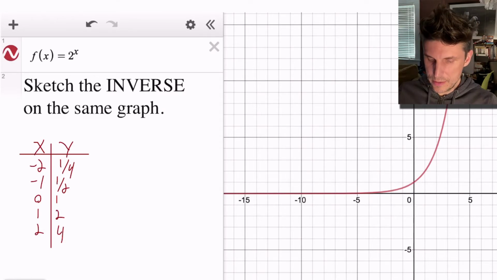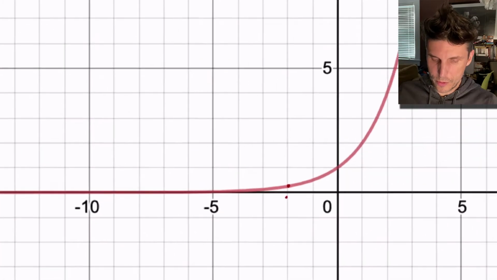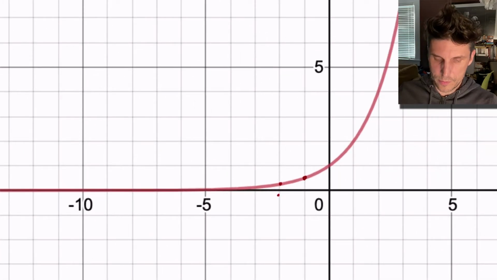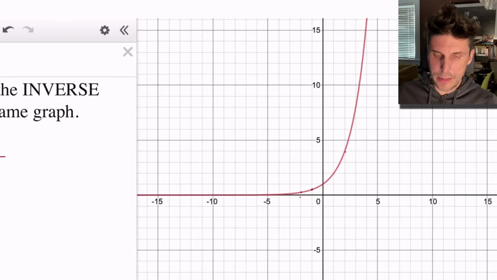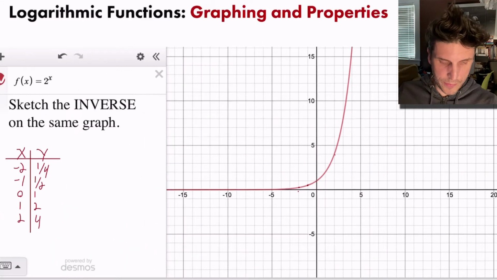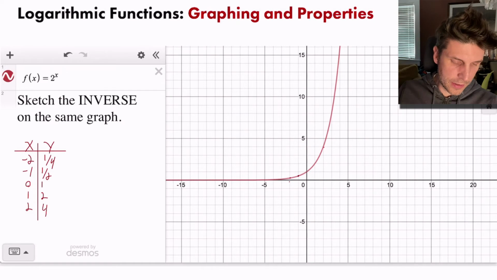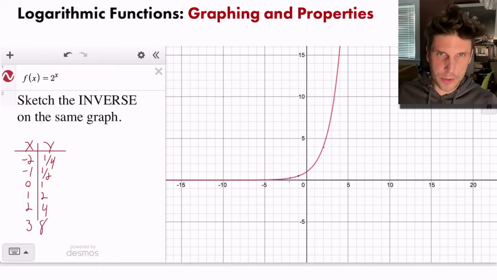Okay, and you can see these values are here. At -2, I'm at 1/4. At -1, 1/2, 0, 1, and then 2, I'm up at 4. I mean, we can keep going with this one, but I think we're pretty good with those values. And if you want, fine, since you insist. If you plug in 3, you get back 8. See, look, 1, 2, 3, and then we're up at 8 there.